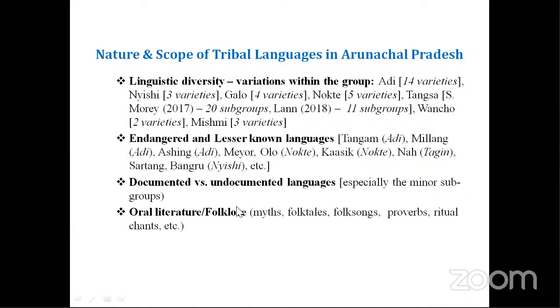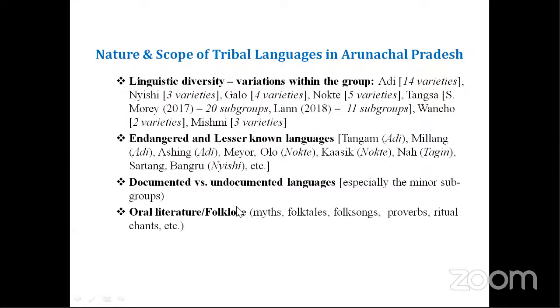And then Asing is also an Adi language. Mayor, Olo, Kasik, Na, for example, Na is under Tagin actually, but it has some different variety of language. Sartang, Bangru, again Bangru comes under Nishi, and ethnically they are very close to Nishi, but in terms of linguistic structure they are more or less similar to Miji rather than Nishi. But due to assimilation, a lot of lexical merging has already taken place.